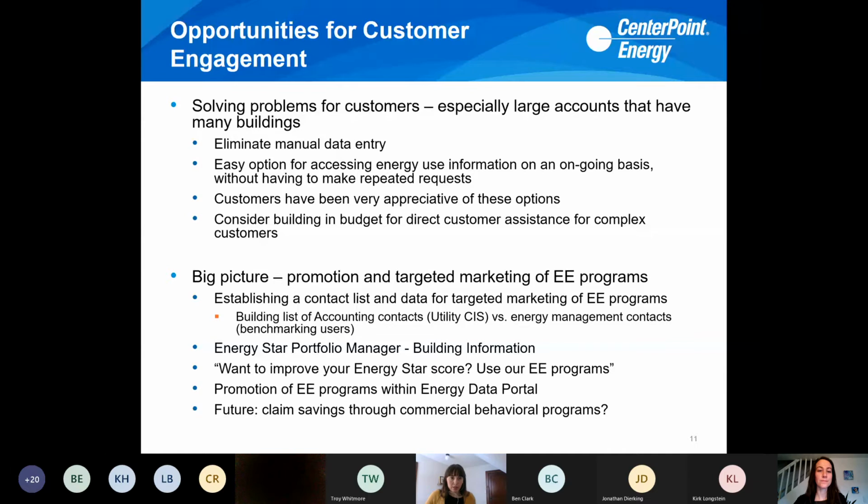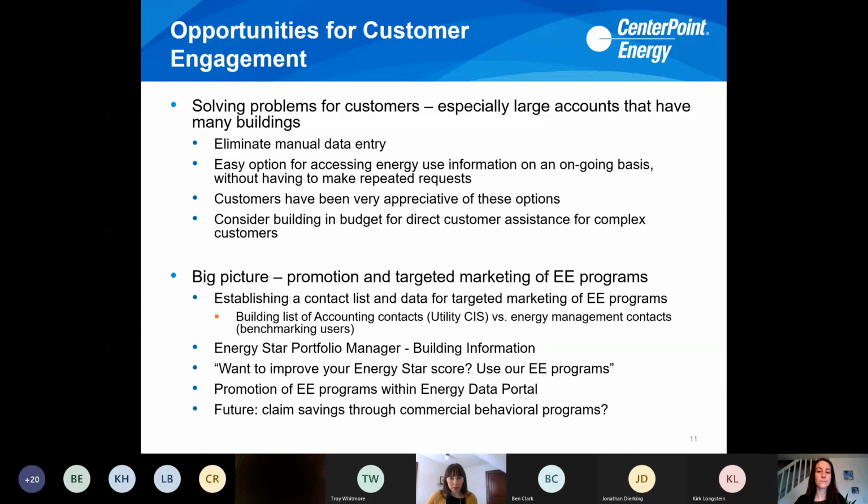And then finally, going beyond the customer experience, we're definitely looking at this as a way to do promotion and targeted marketing of our energy efficiency programs. One big benefit is that through this portal, we are collecting a list of contacts who we know are engaged in energy efficiency, or at least more likely to be than who is typically in the email address in our customer information system, which is usually the accounting contact, the person who pays the bill.